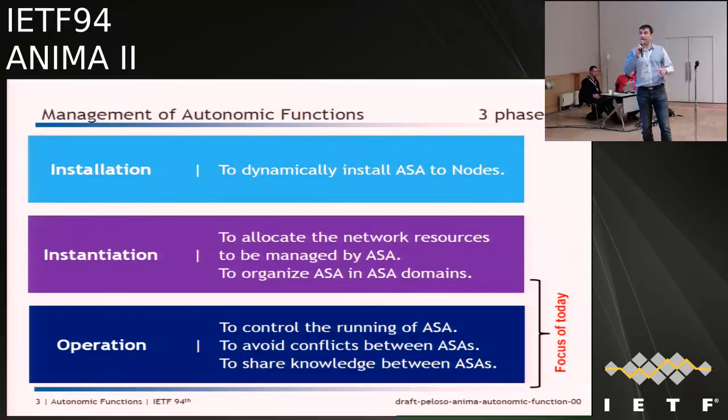The final phase is the operation. It's when the autonomic function is executing, when it's having its control loop being executed. But in this phase, we want to control the way this control loop is being executed. We want to avoid conflicts between these autonomic functions, and we want to share knowledge possibly between these autonomic functions. So the focus of today's talk is a bit on instantiation and mainly on operation. Next slide, please.